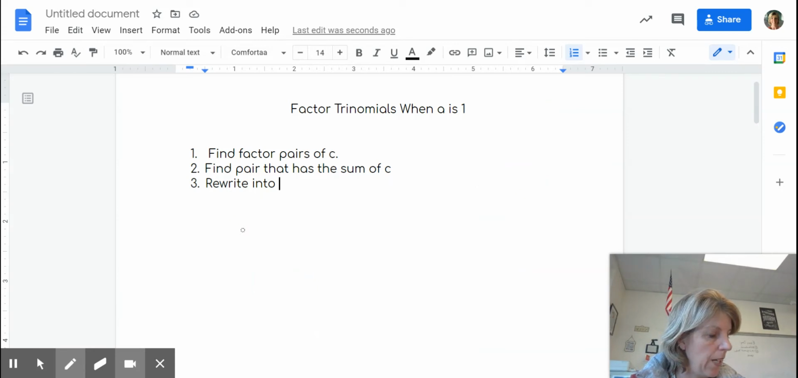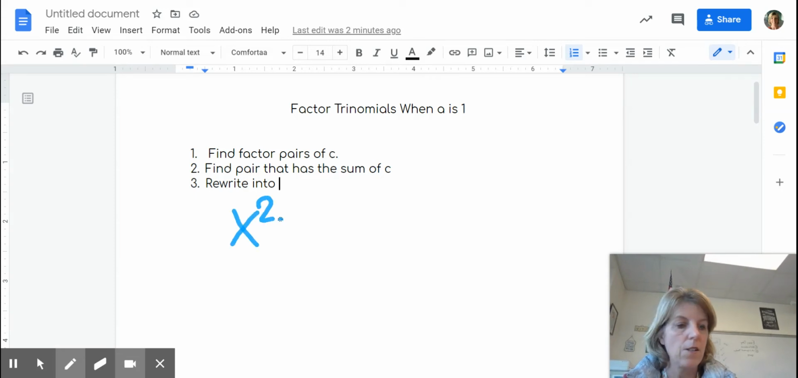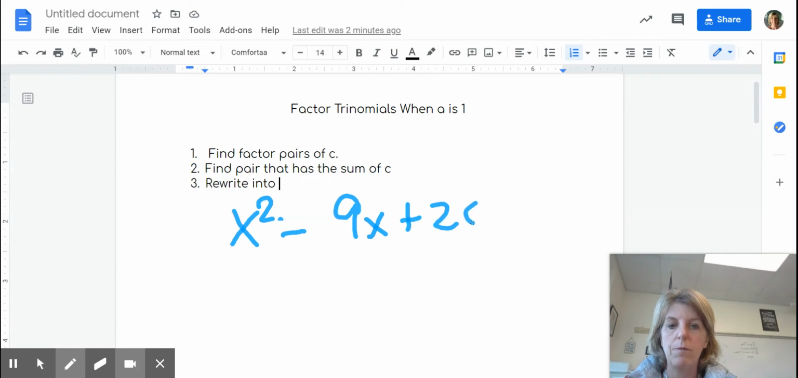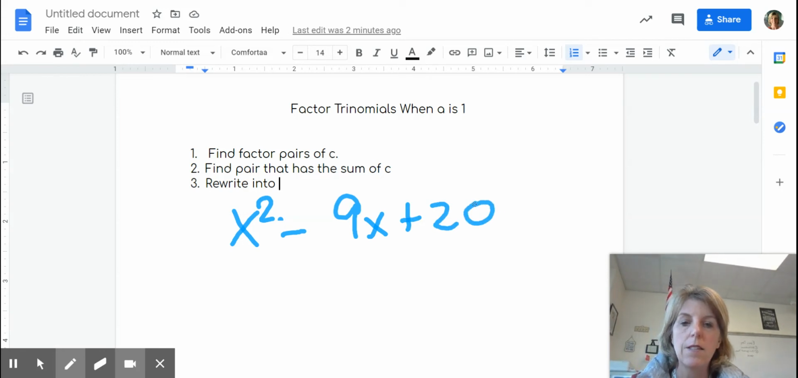What if I have something like this? x squared minus 9x plus 20. Hey, notice that this one has a subtraction in it. And it's negative 9. It's minus 9, right?